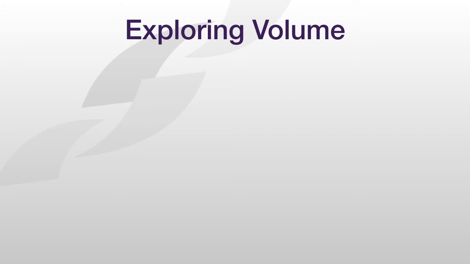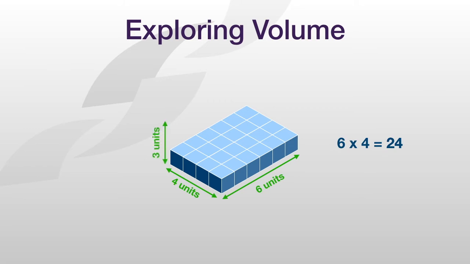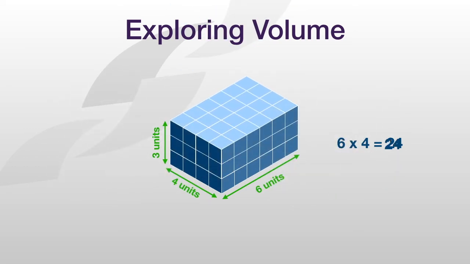Let's rebuild this prism to see how it is made up of cubes. First, it has a width of 4 units. So we begin with 4 cubes. Next, it has a length of 6 units, so we can complete the bottom face. So in total, the bottom face has 6 rows of 4, which makes 24 cubes. Next, it has a height of 3 units, so we have 3 layers of the bottom face. Each layer has 24 units, and we have 3 groups of them for a total of 72 cubic units.